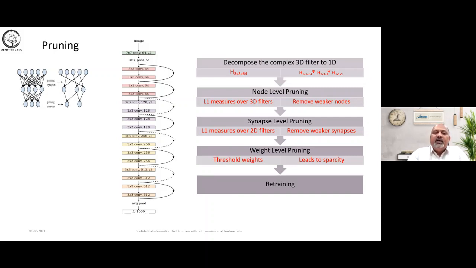And then node level pruning. Suppose I take the 3D filters in each layer; some of them may be much weaker compared to the others. Can we really remove the weaker filters? That is the idea here.